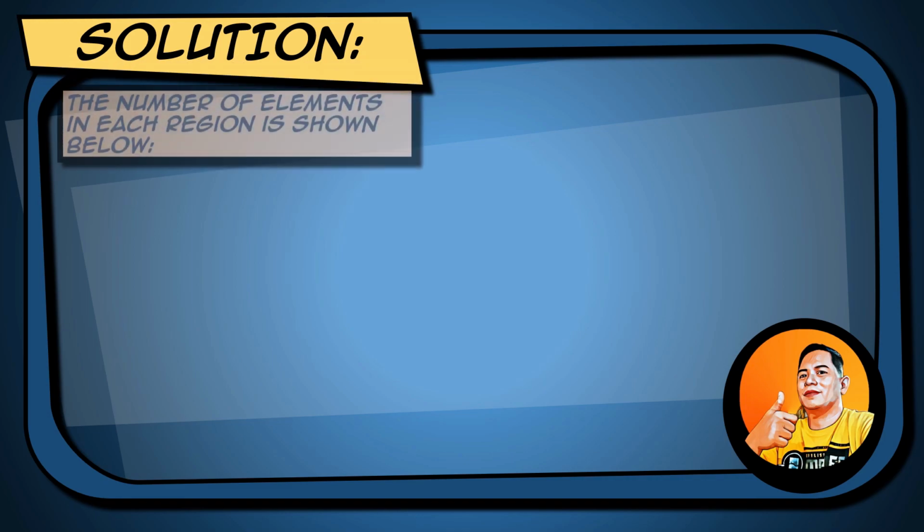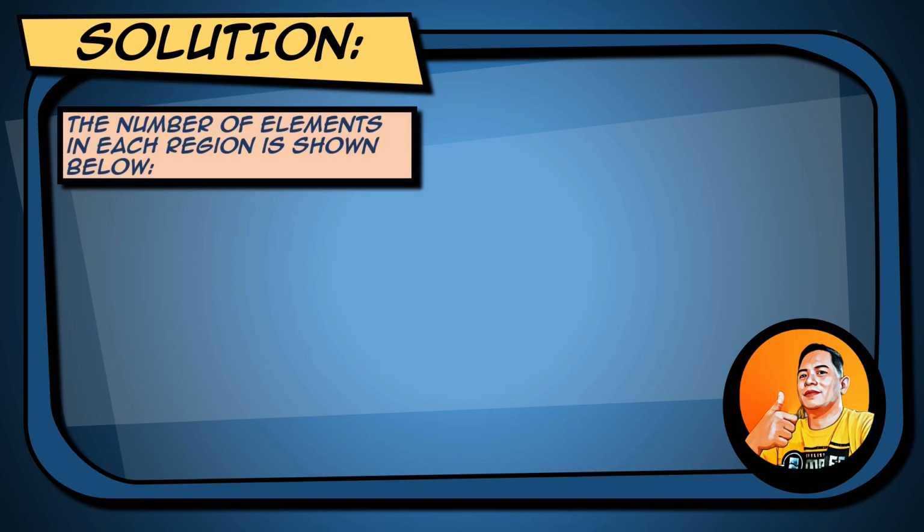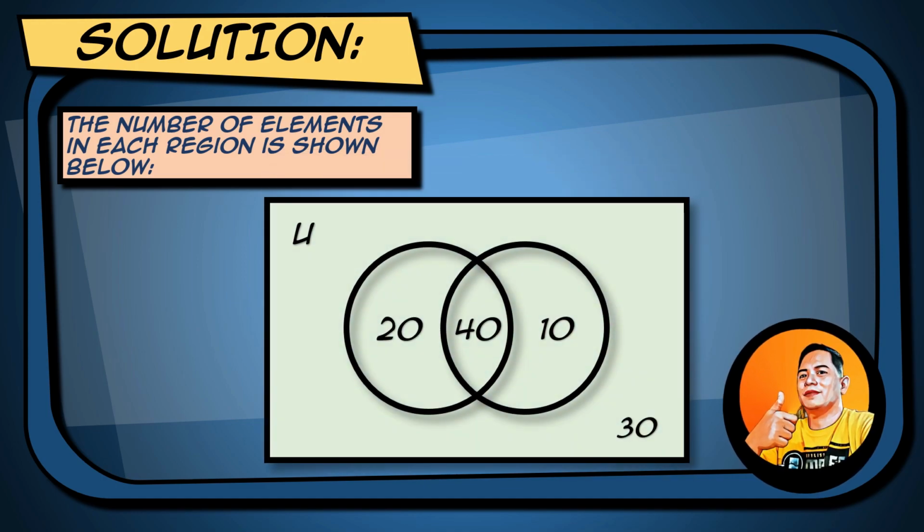And then to represent the number of elements in each region using the Venn diagram, we substitute the value of T, which is 20, the value of C, which is 10, and the value of X, which is 30.